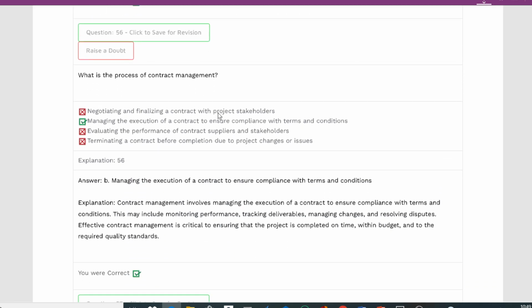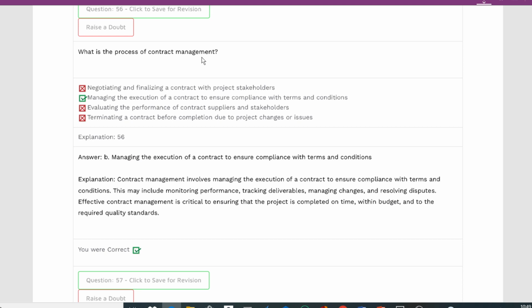Now, what is the purpose of contract management? So here, managing the execution of a contract to ensure compliance with terms and conditions. So here option 2 is correct here.